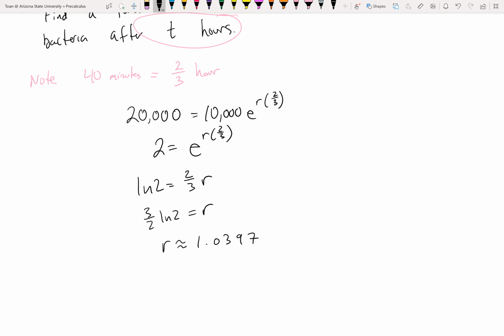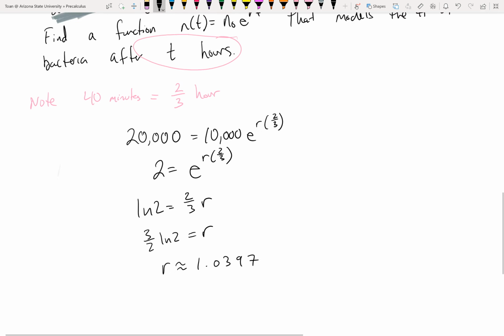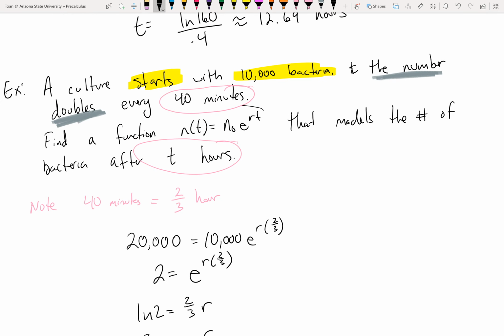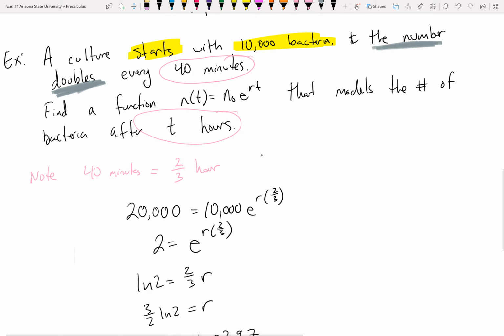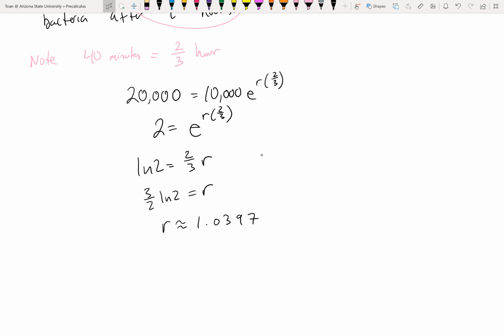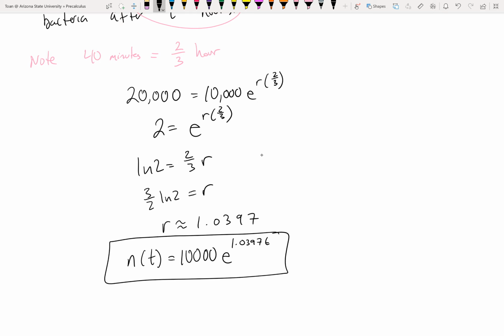Now, it didn't say find the rate. It said find the complete formula, right? Find a function. So once you have the rate, all you've got to do is plug it back into the exponential growth function. When you're building a model, the only things that should be variables are N of t and time. Your initial amount and your r should always be filled in. So there is our final equation. N of t equals 10,000 e to the rate that we found times time.